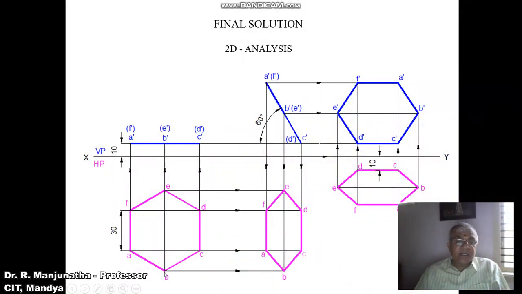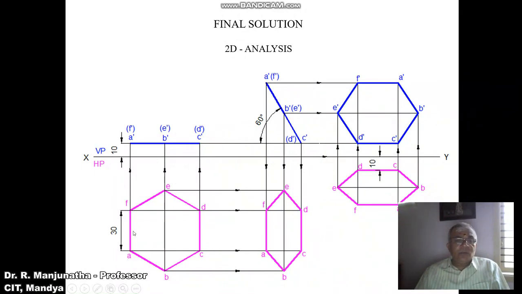Then with B as center, taking the radius of 30 mm using the compass, cut on the circumference of the circle on the left side and also on the right side, which are marked as A and C. Similarly, with E as center, take the same radius of 30 mm and draw arcs on the circumference of the circle at this point and also at this point, and mark these points as D and F. Then you join A to B, B to C, C to D, D to E, E to F, and F to A with a dark line. Then from the XY line, you measure 10 mm and draw a horizontal line.